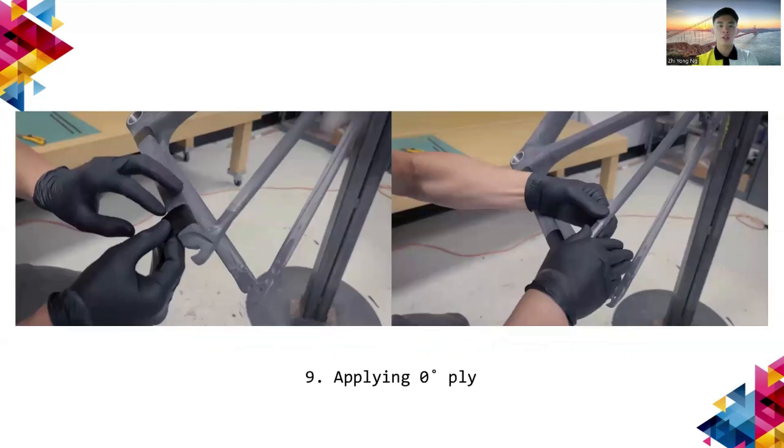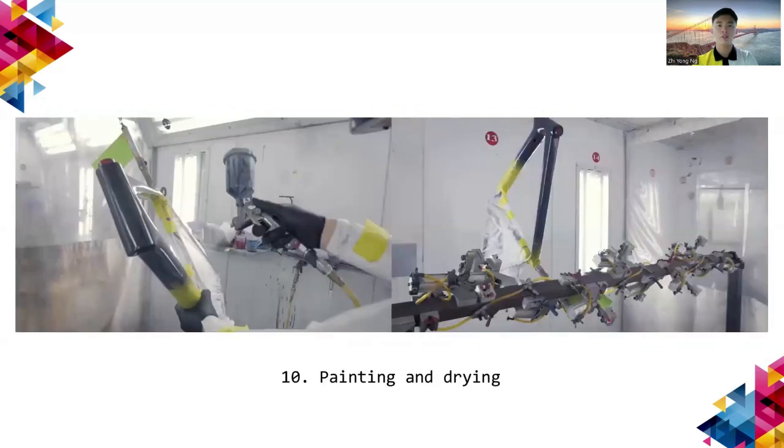After that, the technician will apply some more 0-degree carbon fiber plies on the bond joints to increase the strength at that particular area. After that has been done, the body frame can finally go through the painting and drying process. So that is one of the ways to manufacture the CFRP bicycle frame.